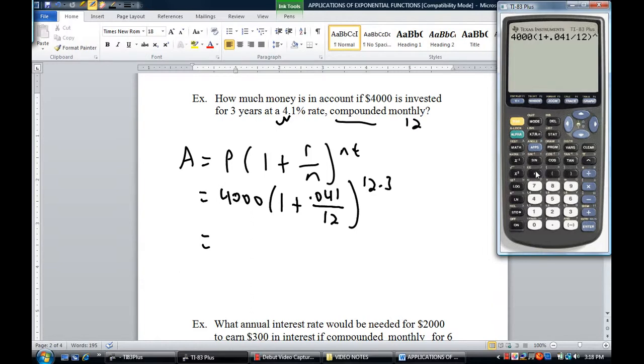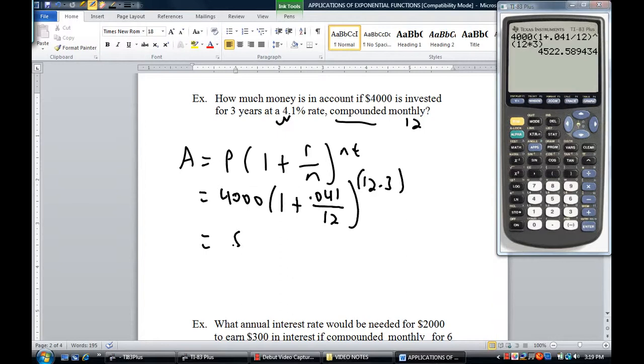Now here's where we may differ in what we do. Yeah, 12 times 3 is 36. You can go ahead and type in 36, and that's more than fine. But sometimes these numbers can get kind of big or kind of strange, so I just like to put the exponent in parentheses because I want to make sure that it's going to calculate that exponent as one value. So that's why I'm using parentheses.